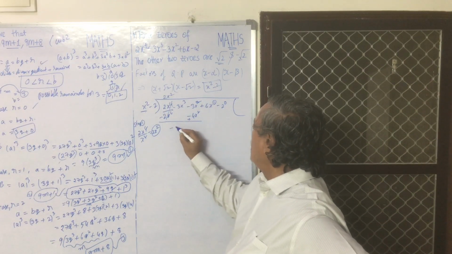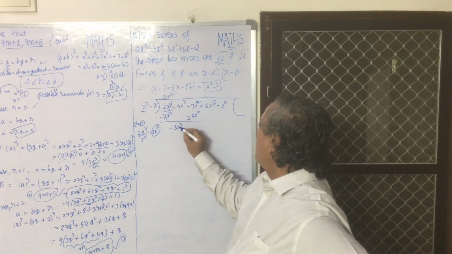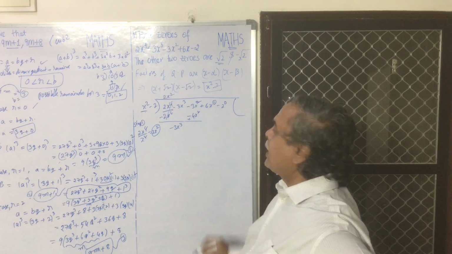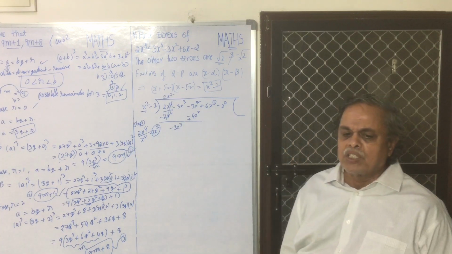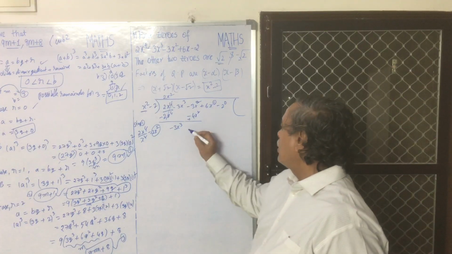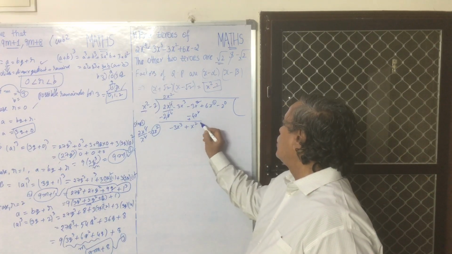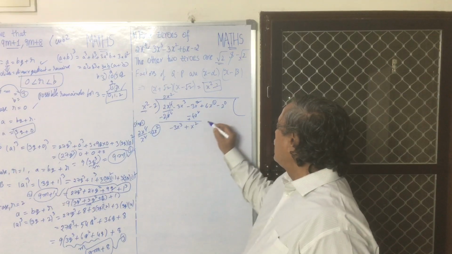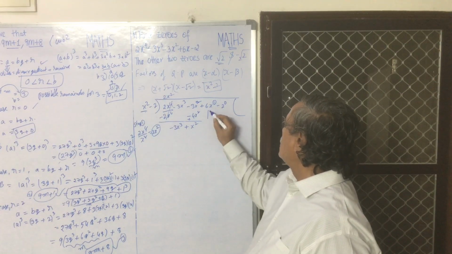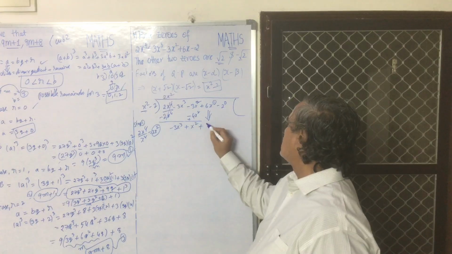Just download 3x cube, and minus 3x square plus 4x square gives plus x square. Then download this plus 6x.